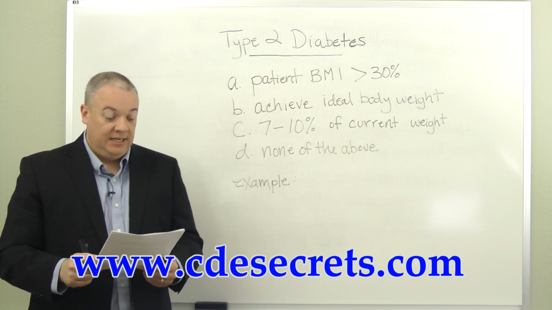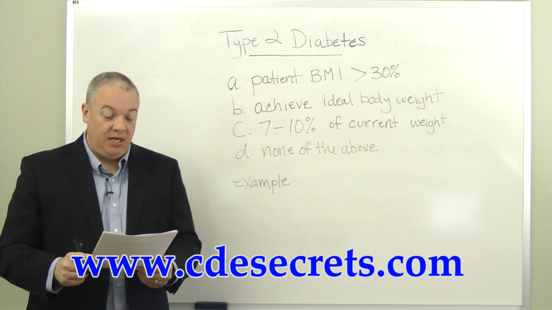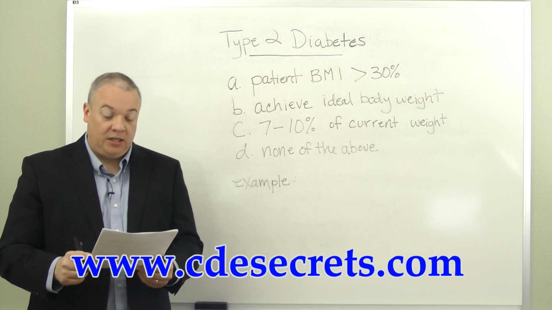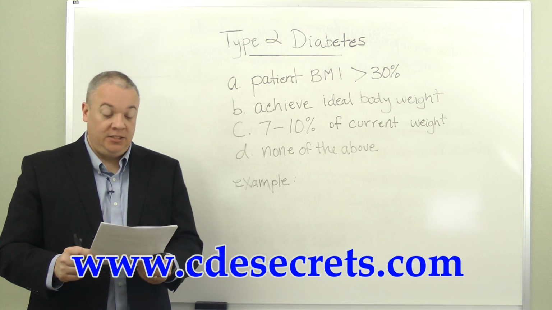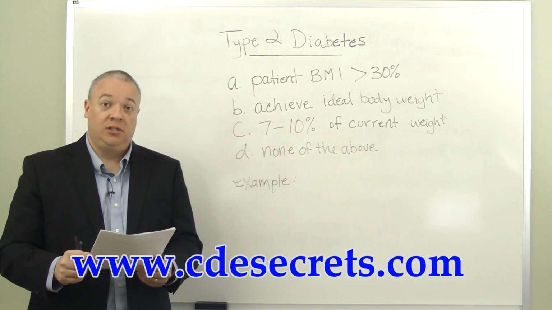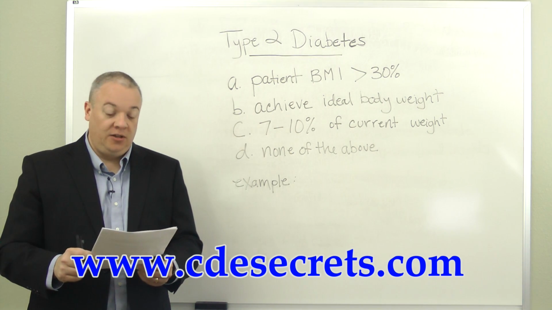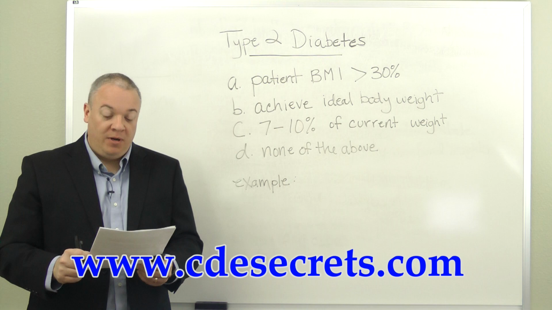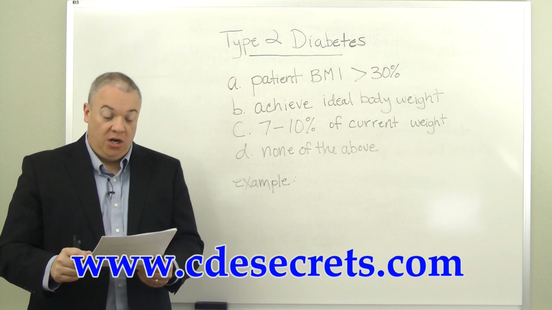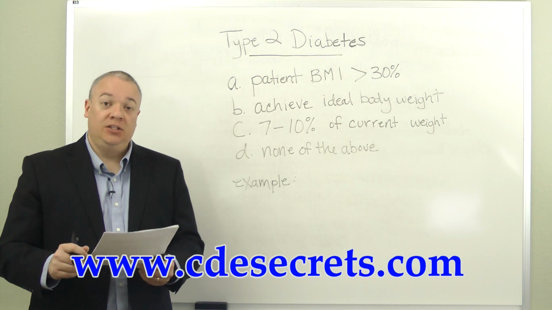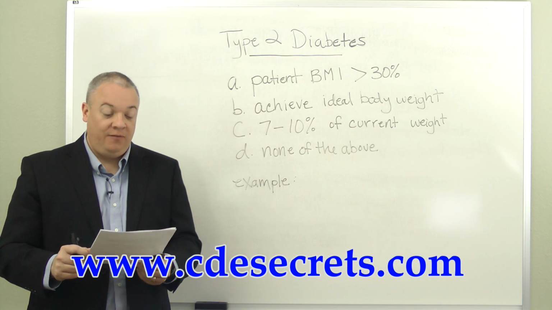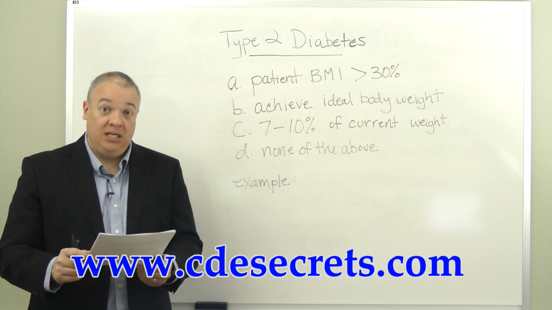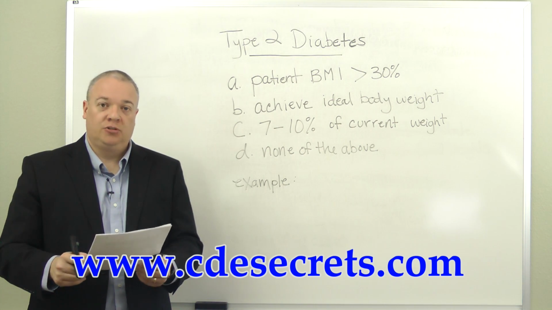Here's the question. In patients with type 2 diabetes, a modest amount of weight loss can facilitate significant improvement in glycemic control. How much weight loss is usually required for this result? Now, if you listen carefully to the question, we want to know how much weight loss is usually required to obtain this result. What result did we want? A modest amount of weight loss that facilitates significant improvement in glycemic control.